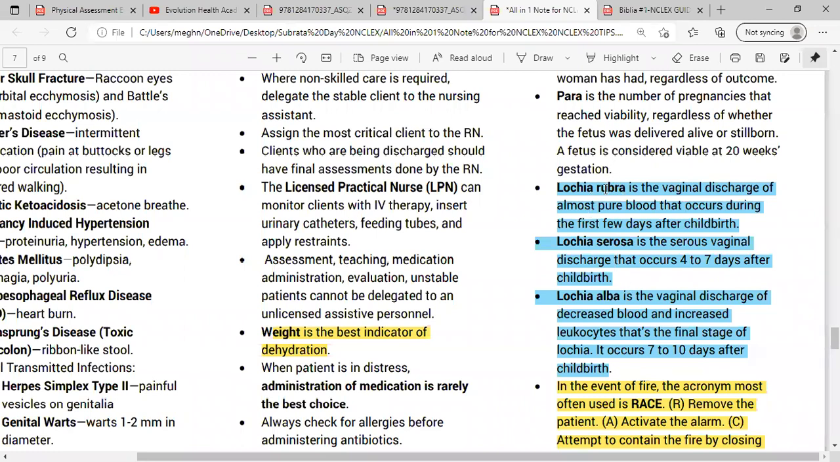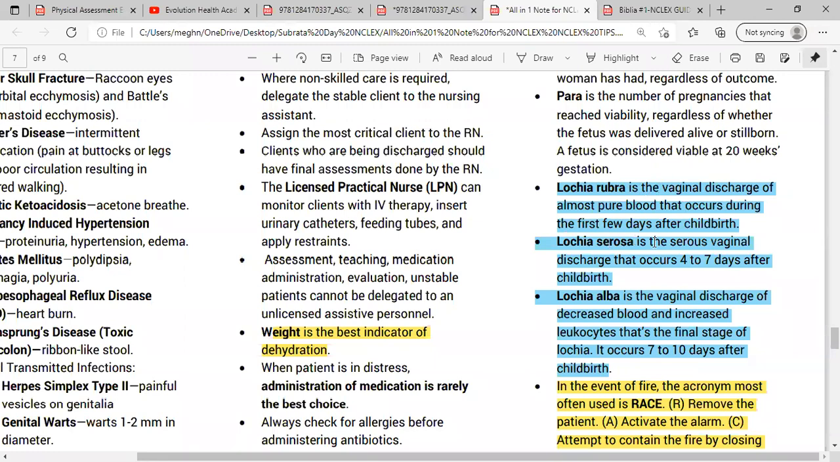If you ask me about the smell: rubra has no odor or a slightly fishy odor, and usually the mother uses 4 to 8 pads per day, which indicates normal. Serosa usually has no odor, and alba, if it is not infected, has no smell, or is like body odor. Let me read it.